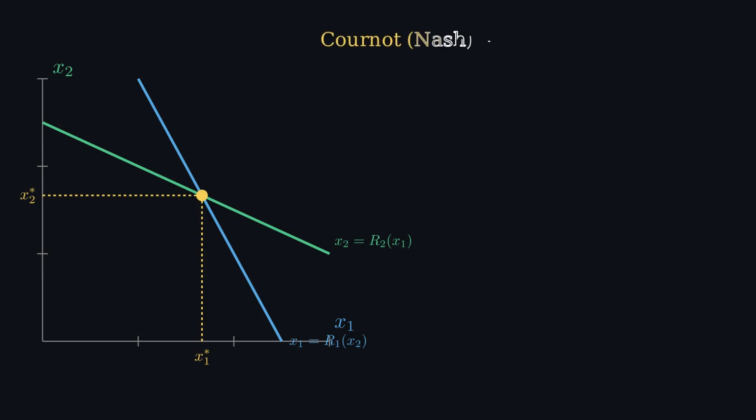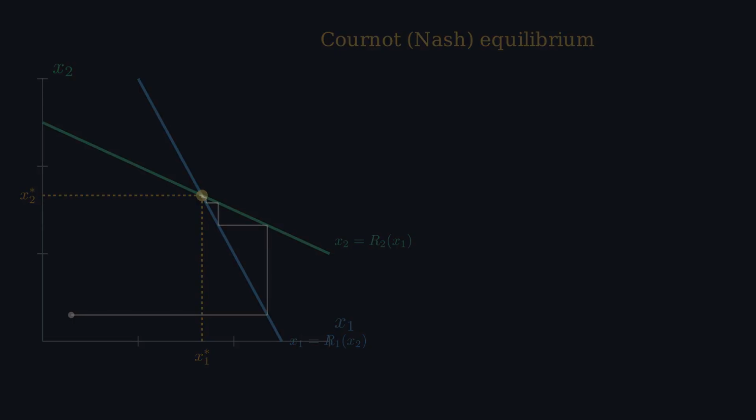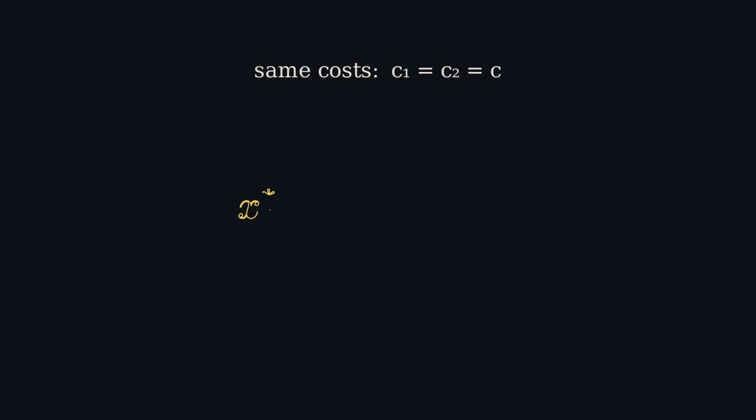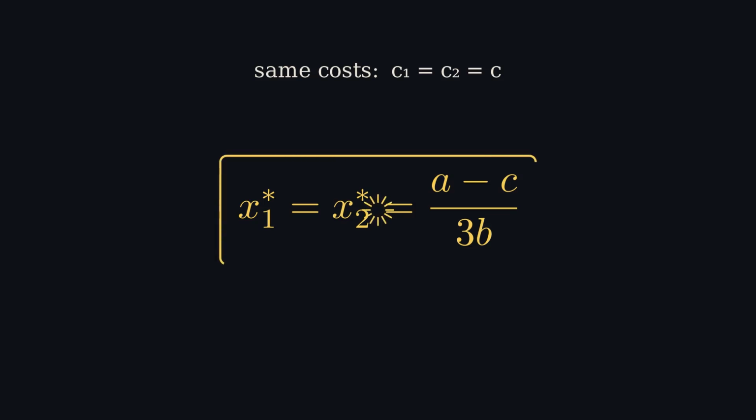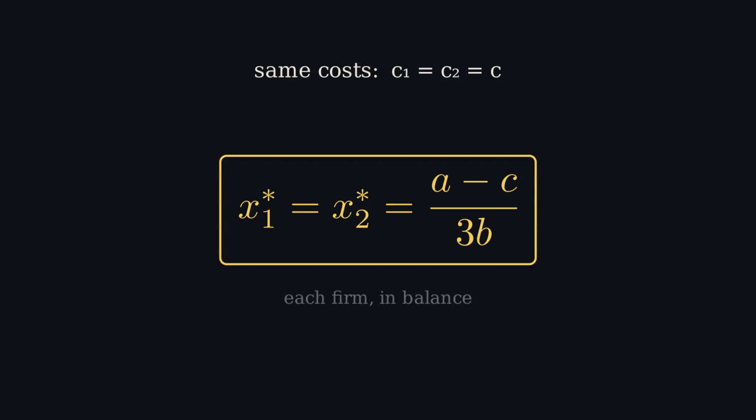That's the Cournot equilibrium, and it's stable. Start anywhere off the mark and watch. Firm 1 reacts, then firm 2 reacts to that, back and forth, and the whole dance spirals right into the crossing point. Nobody wants to move away. And when both firms are identical, same cost C, the algebra hands you something wonderfully clean. Each firm makes (A minus C) over 3B, 2/3 by the pair, split evenly. That's the equilibrium.